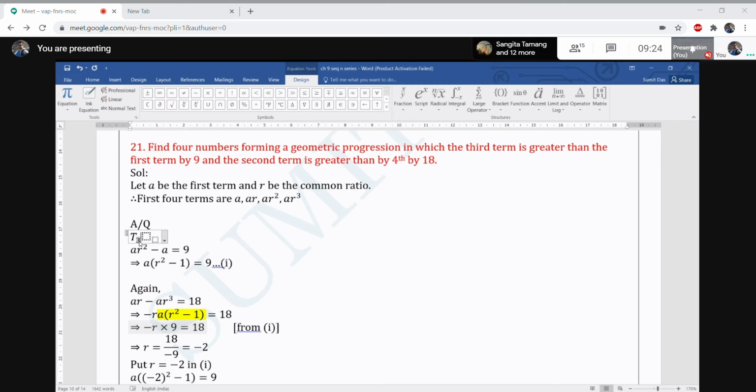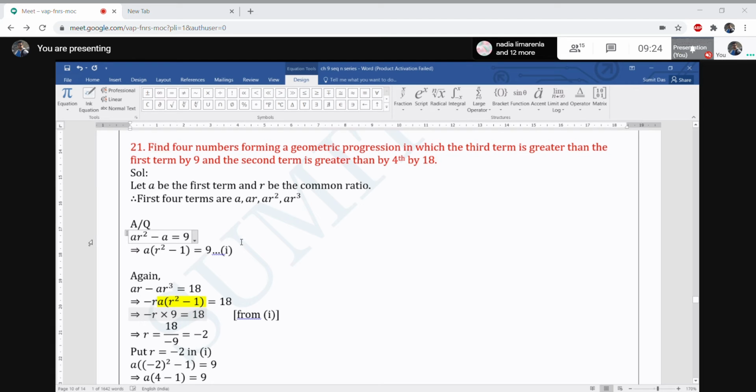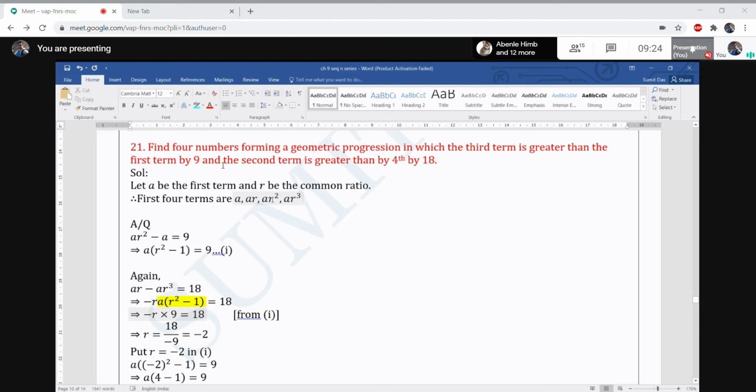The third term is greater than the first term. The first term is T1. Here we can see the first term, second term, third term, fourth term, right? So the third term minus the first term is 9, because the third term is greater than the first term by 9. Here you can see I'm taking a common, so a(r square minus 1) equals 9.